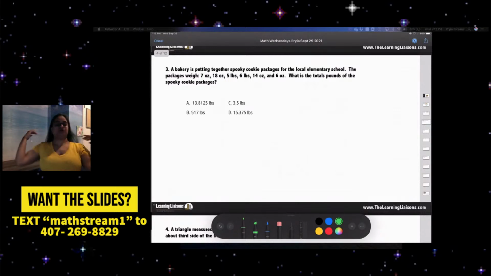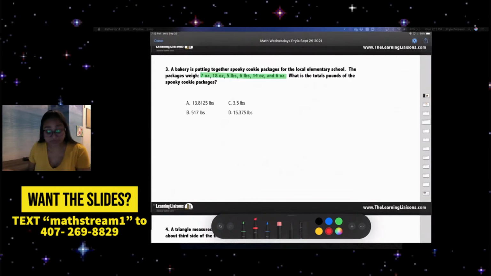All right, so here we go. We have a bakery, and it's putting together spooky cookie packages for the local elementary school. The packages weigh the following numbers: 7 ounces, 18 ounces, 5 pounds, 6 pounds, 14 ounces, and 6 ounces. And what are they asking us? What is the total pounds of the spooky cookie packages?